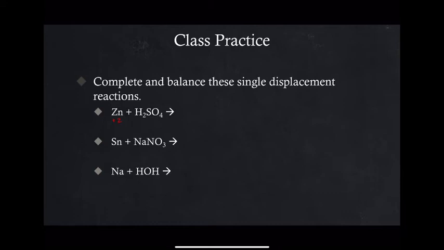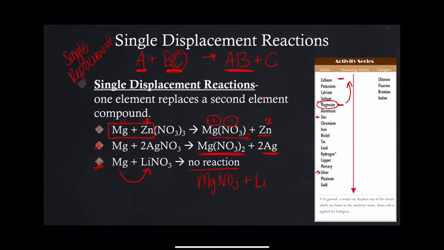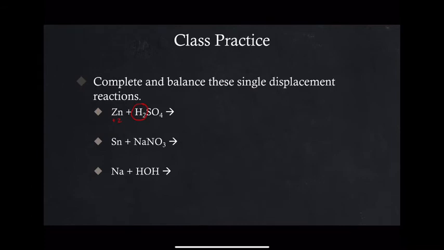We need to see if it can replace this hydrogen. Okay, so let's look up here. Can zinc replace? Here's zinc. And here's hydrogen. So zinc can replace hydrogen, okay? So we're going to have zinc sulfate, and we're going to have hydrogen left over. Now, zinc is a +2, like I just said. Sulfate is a -3. So in order to write this correctly, okay, you would write it as such, plus hydrogen. And then you can go in and balance that.